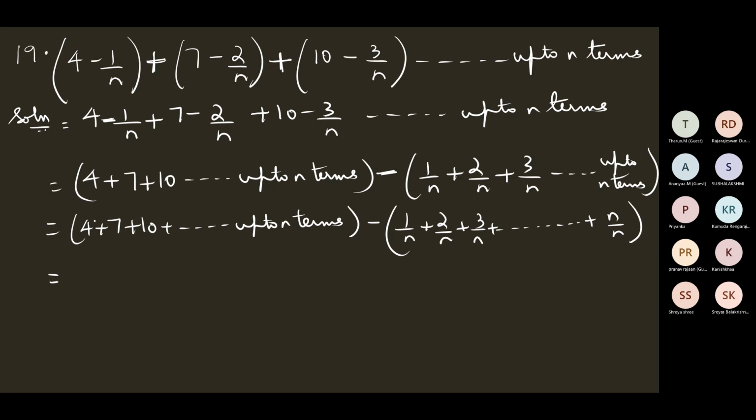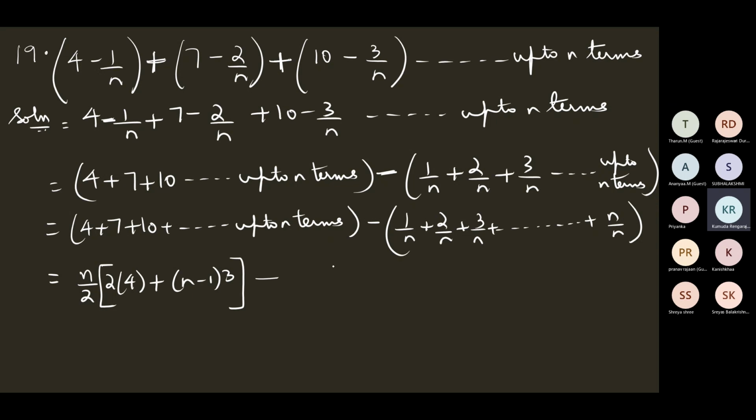Yes, ma'am. Okay, now use the formula and find the sum up to n terms for the first bracket. So what's the formula? n by 2 of 2a plus n minus 1 into d. Am I right, children? n by 2 of 2a plus n minus 1 into d.